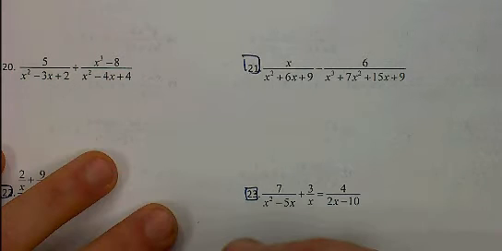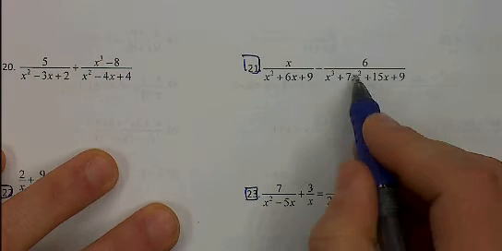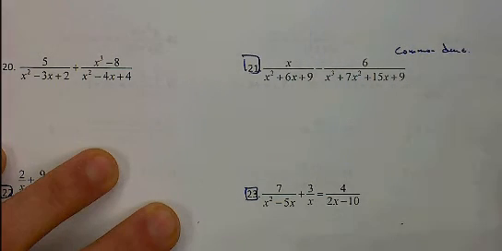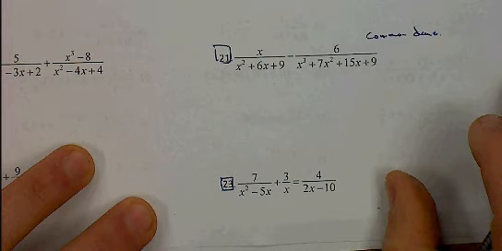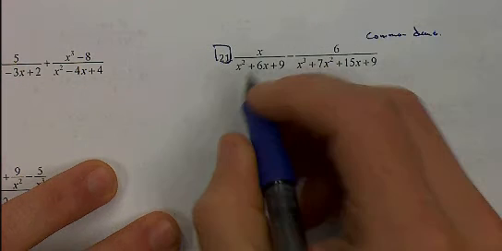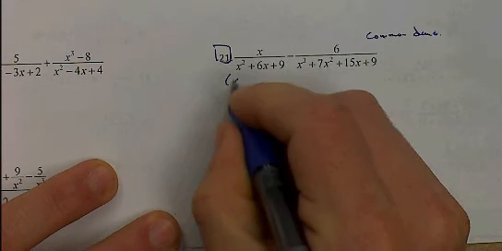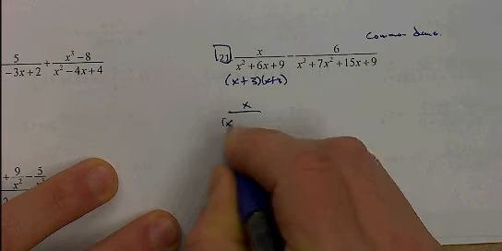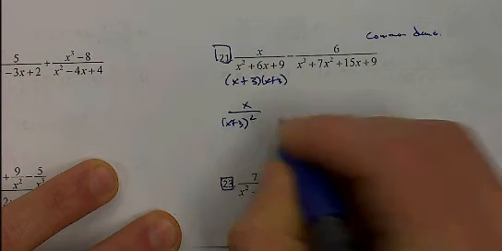So for 21, we are subtracting fractions, so we need to have a common denominator. It's going to be easiest to see what that's going to be if these are already factored for us. So this right here is a PST, so it's just going to be x plus 3, x plus 3. So I have x over x plus 3 squared.